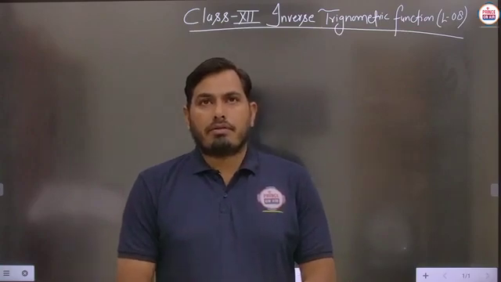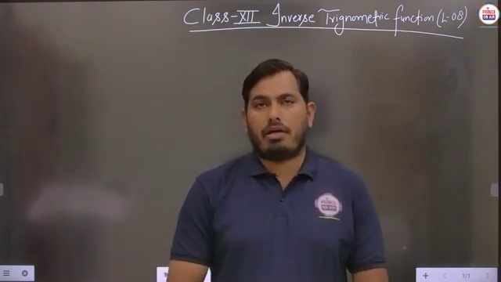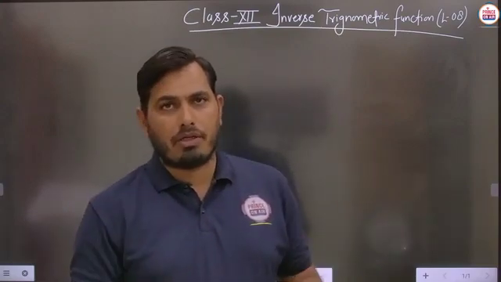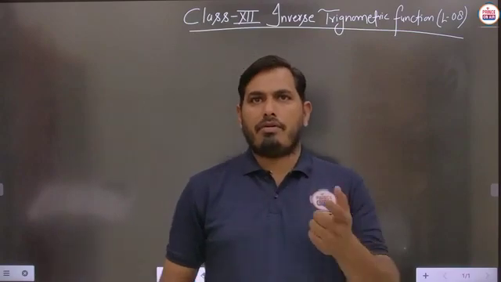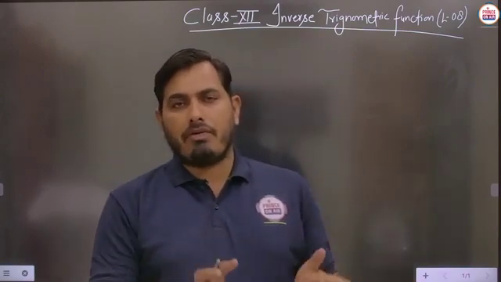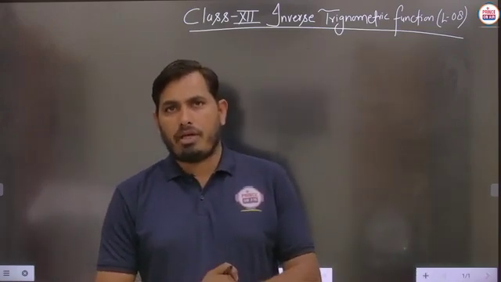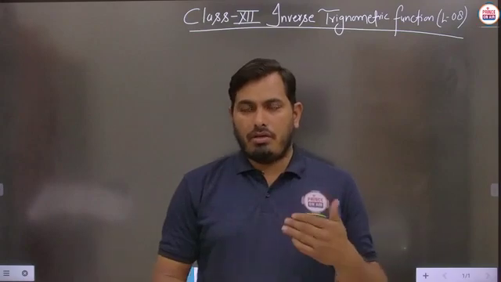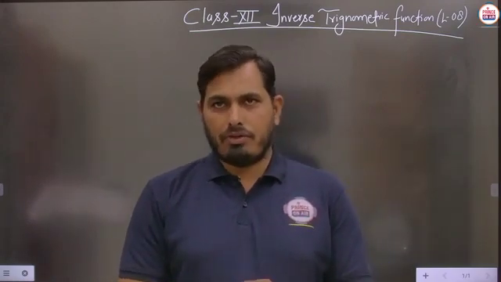Hello students. In the last lecture we discussed the properties of inverse trigonometric functions. The last properties we discussed were sin inverse x plus cos inverse x equals pi by 2, tan inverse x plus cot inverse x equals pi by 2, and sec inverse x plus cosec inverse x equals pi by 2. Is that clear?